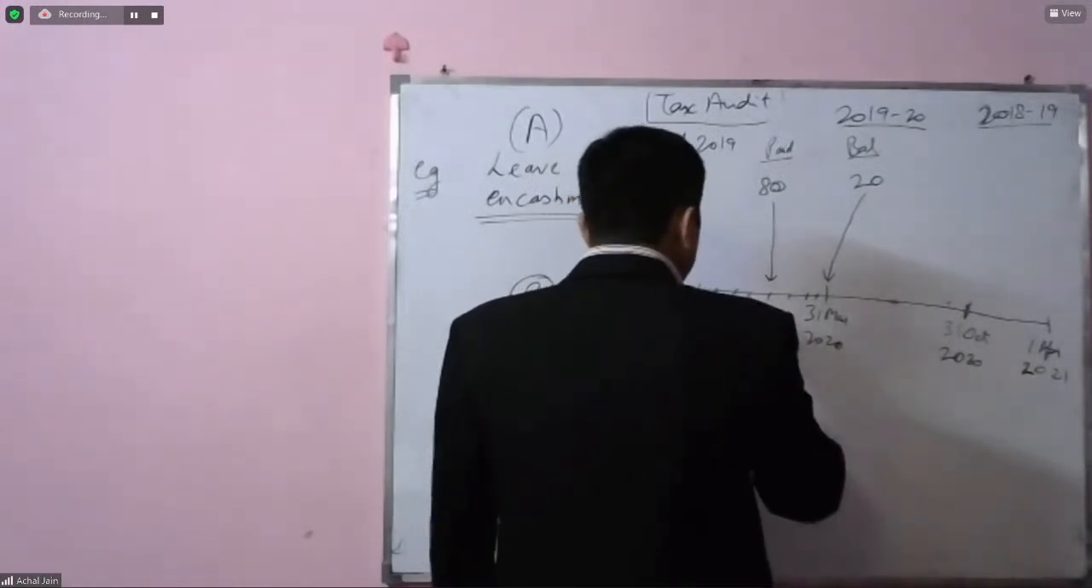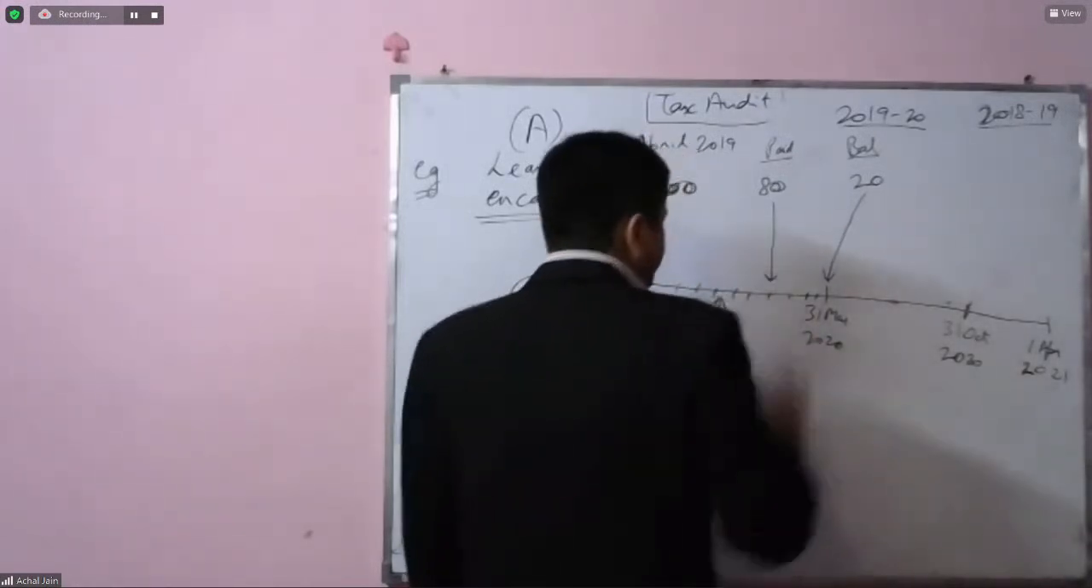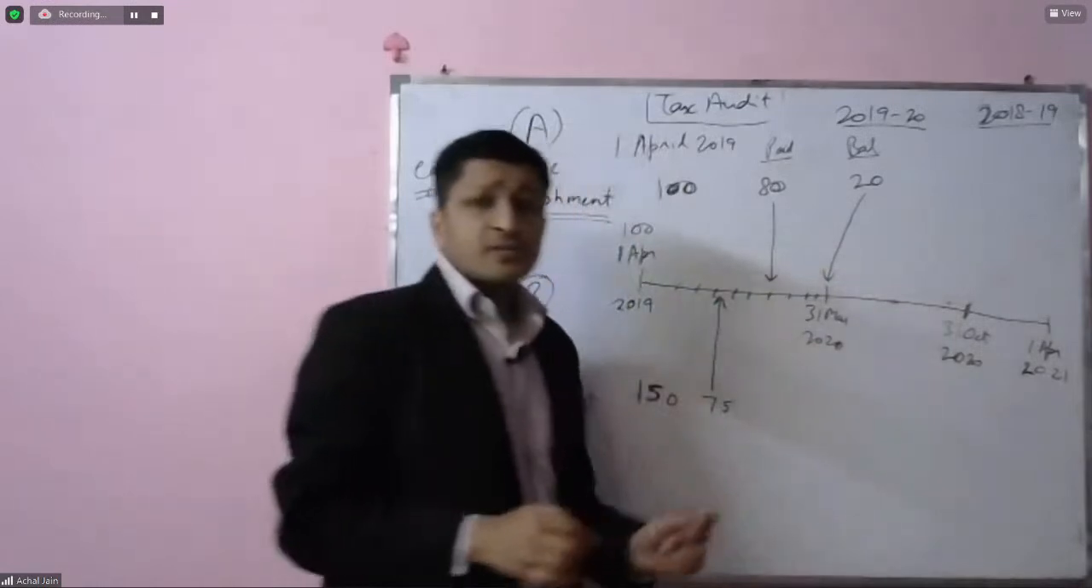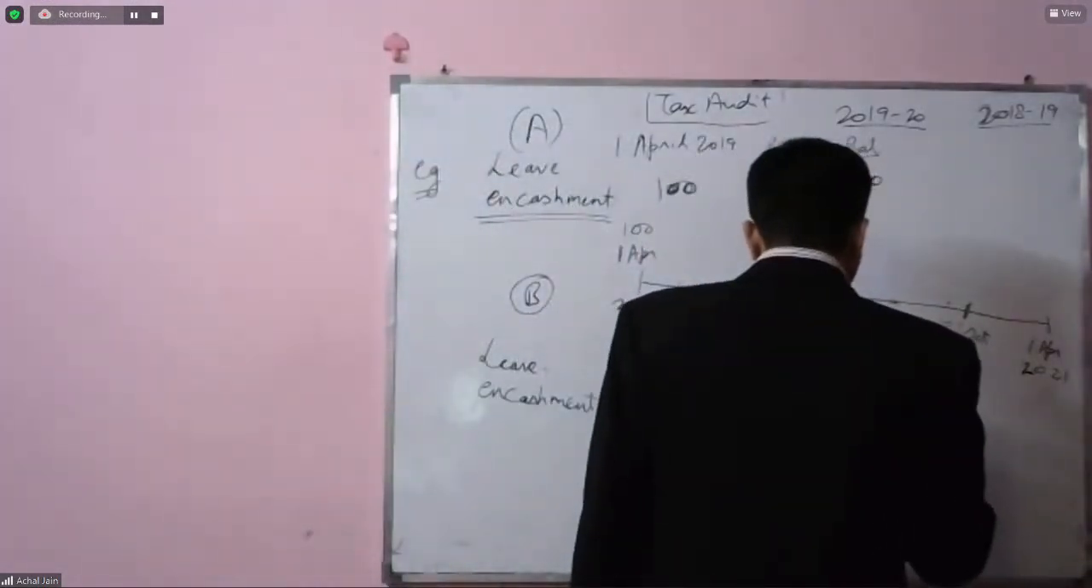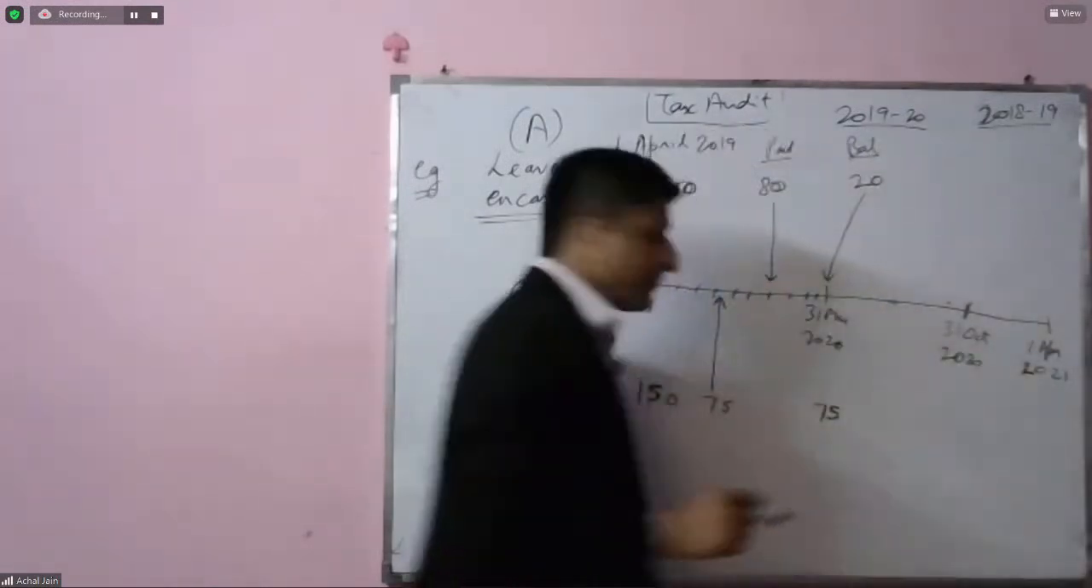Let's suppose 75 is paid on this date. So on 31st March, what is the balance which is outstanding? 70. Okay.